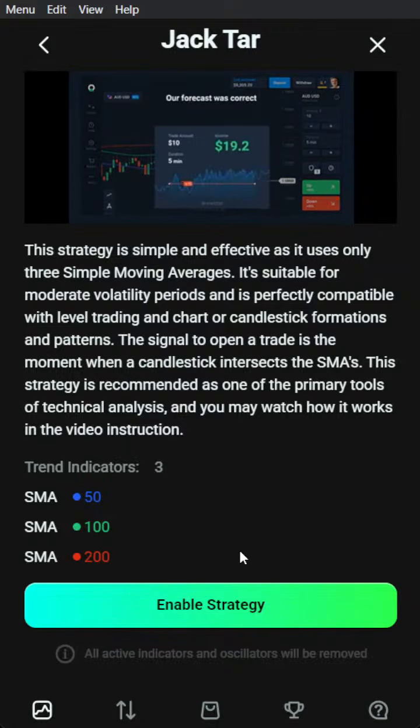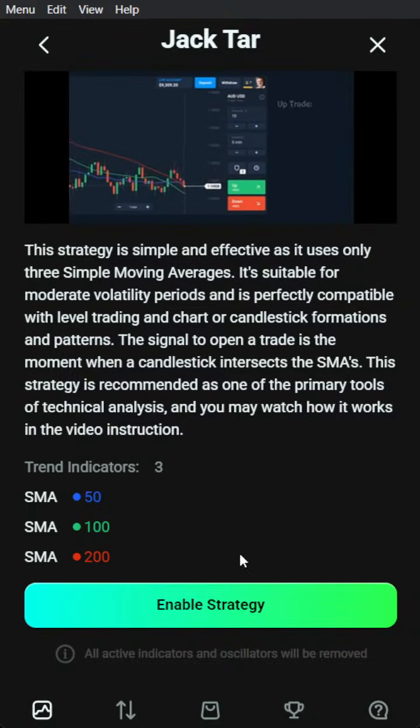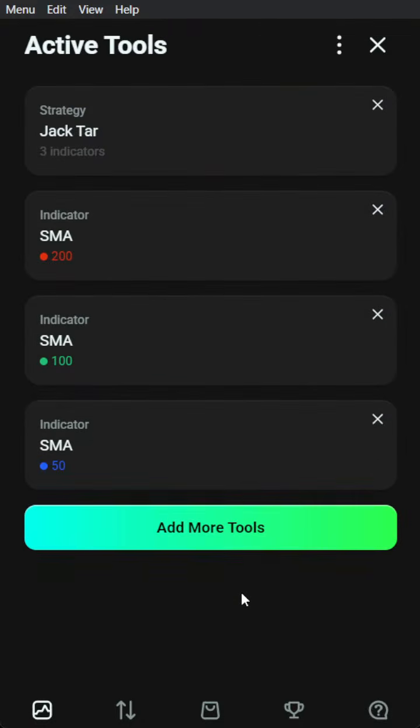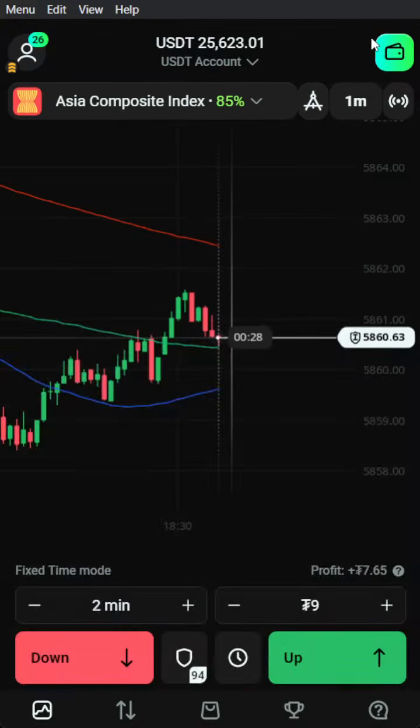Our forecast was correct. To open an up trade, wait for the chart to touch one of the SMA lines from above. Open a 2 to 5 minute trade. Okay, so I enable this strategy. Here is your Jack tower. As soon as I enable this, let me explain it to you.